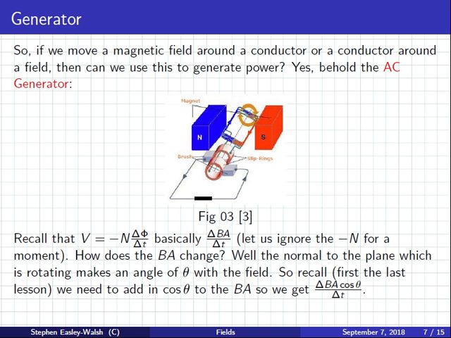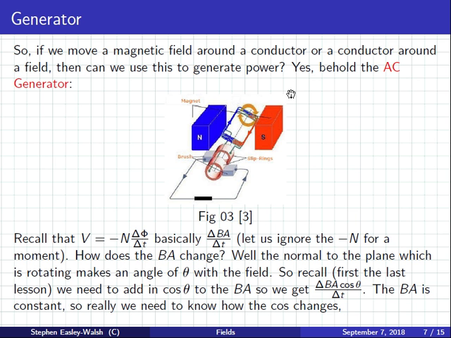BA cos theta. But the BA is constant. The magnet doesn't change and the area doesn't change. So the only thing that's changing here is the cos, because the theta is changing. Yes?